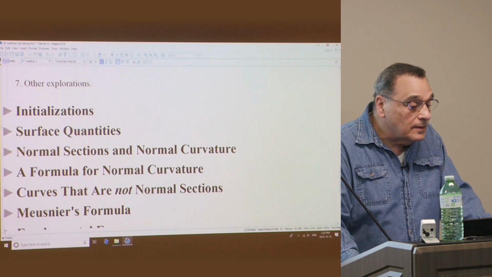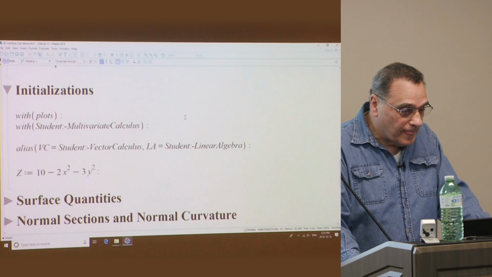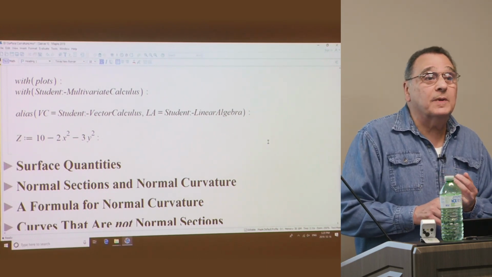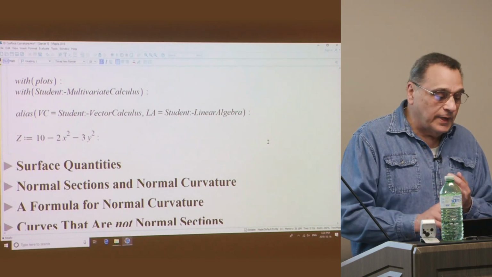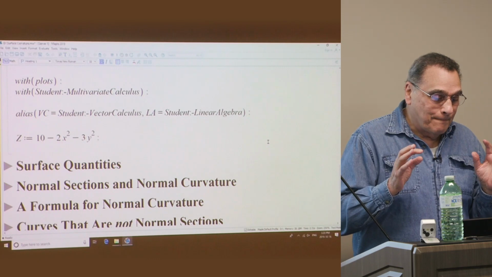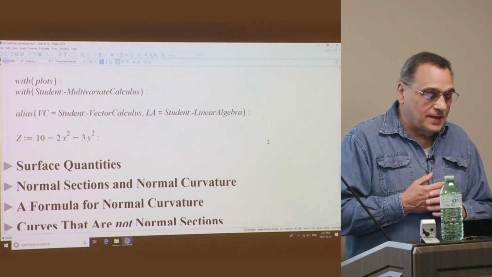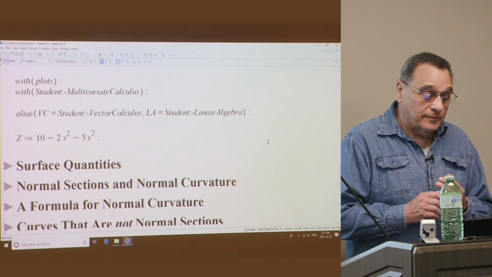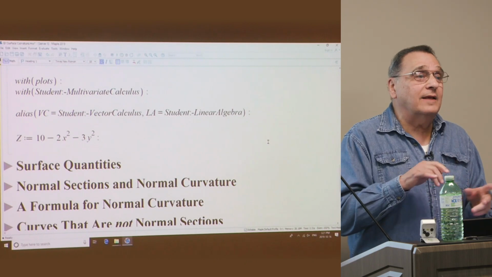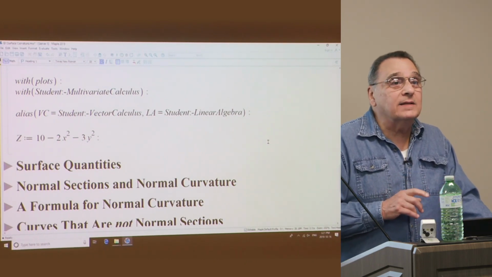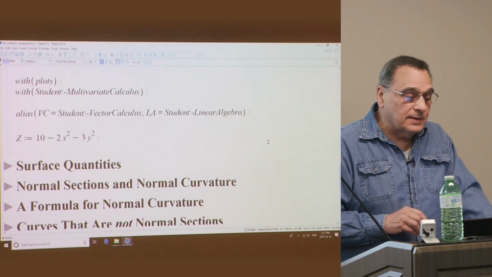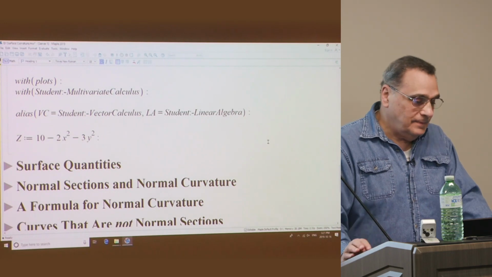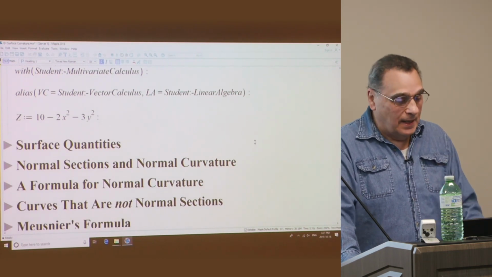So here's the Maple worksheet that I used. I need plots because I'm drawing pictures. And I work primarily with student multivariate calculus because there's a dot product and a cross product in here, and it's simple, and it works over the reals, and you don't get all conflicted with some of the properties of dot product and cross product in, let's say, linear algebra or even vector calculus. But I needed vector calculus and I needed linear algebra for other things, and they have commands in common and they conflict. So what I did was I aliased a little short name, VC for vector calculus and LA for linear algebra. And then when I needed a command from one of those packages, I went VC: got the command. And then the surface Z equals, I use an uppercase Z.